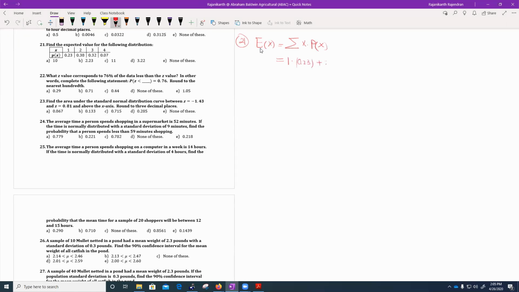plus the second value is 2 times 0.38, plus the third one is 3 times 0.32, plus the last one is 4 times 0.07. Okay, so if you simplify this, you should get 2.23. So that is the expectation value of the given problem. So selection B.